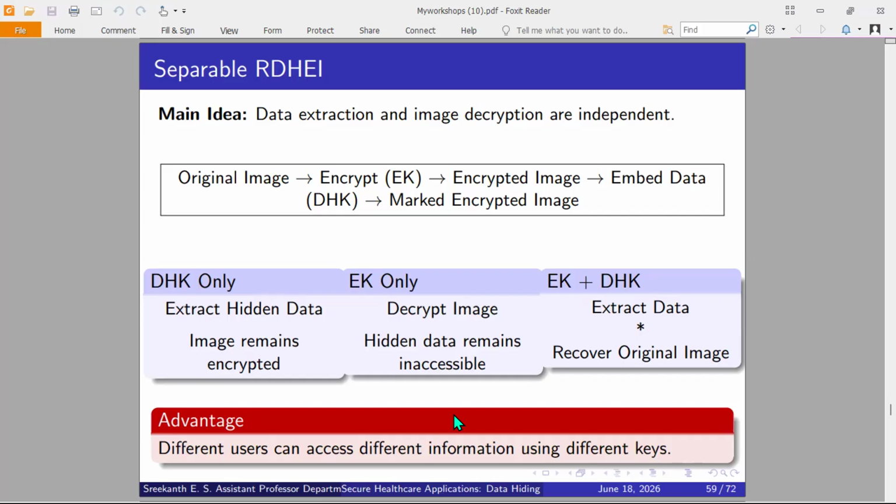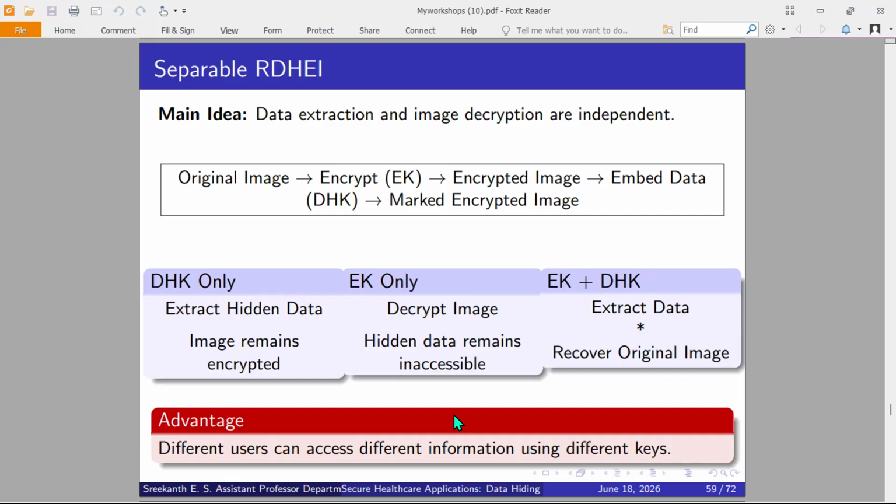This is very important nowadays, because by default most of the techniques are coming out as separable reversible data hiding only. This is because normally two keys are used: for encryption one key is used, and for embedding another key is used. That is very important. This is the concept of separable reversible data hiding.